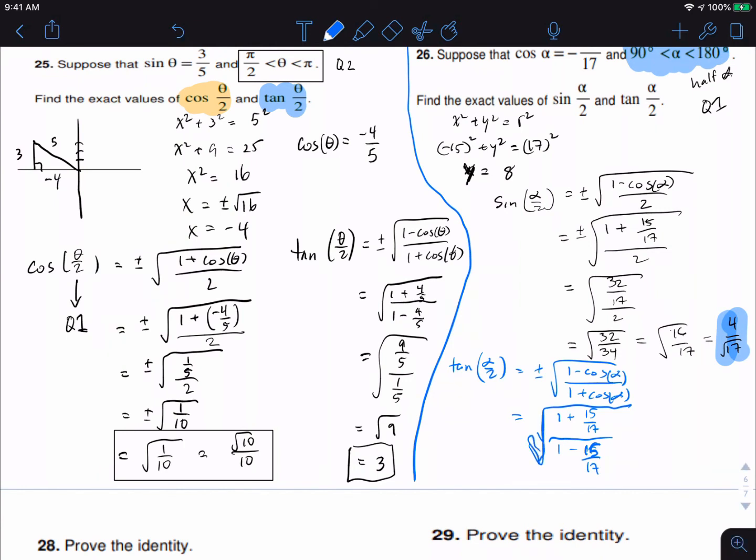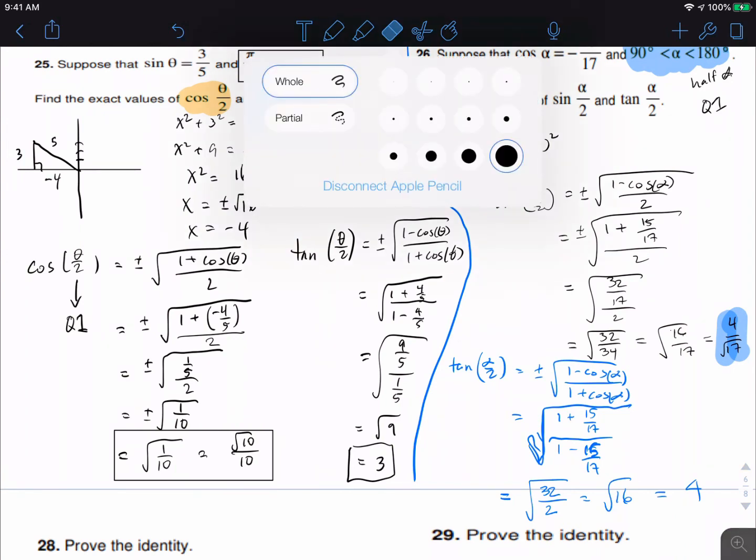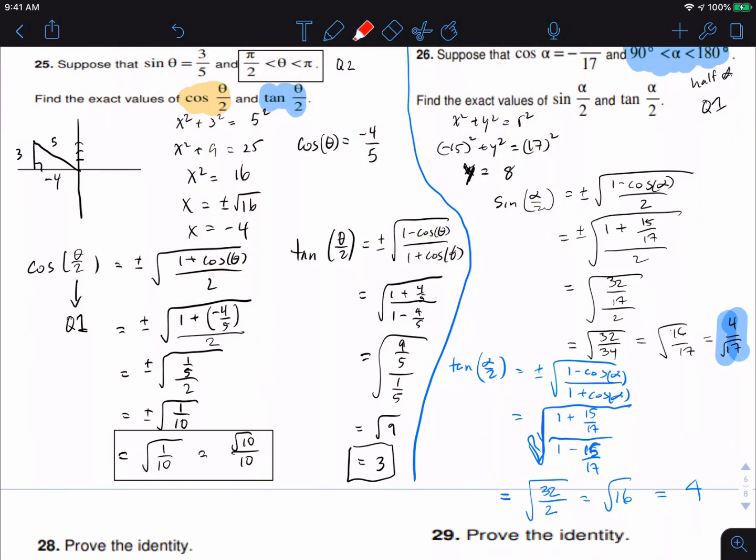And this really should all be rooted. And then that cleans up mathematically to be 32 over 2, which ends up being the square root of 16, which gives us the answer of 4. And so my answer for this one is 4. And again, that's just fraction manipulation, but that's where that is. And then we're almost done.